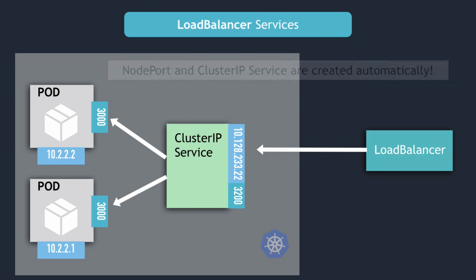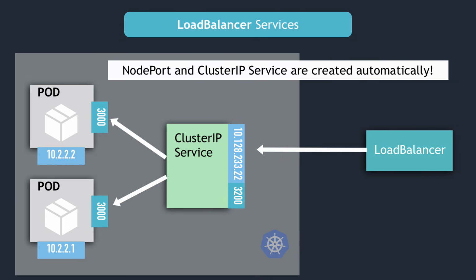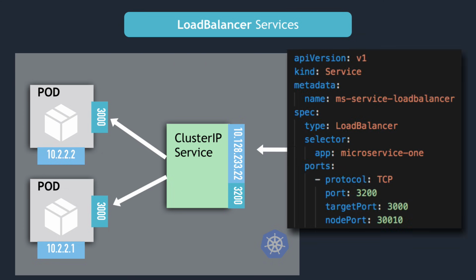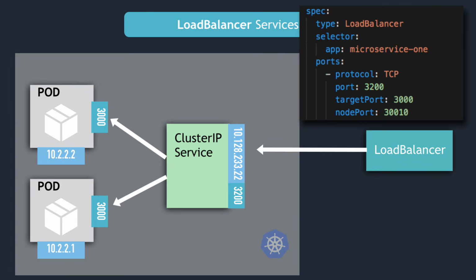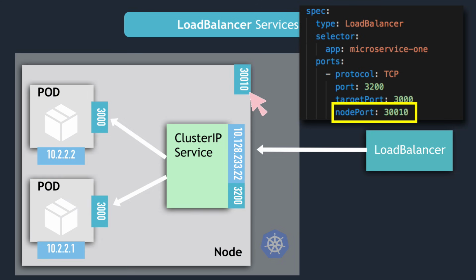So whenever we create a load balancer service, NodePort and ClusterIP services are created automatically by Kubernetes, to which the external load balancer of the cloud platform will route the traffic. And this is an example of how we define load balancer service configuration. So instead of NodePort type, we have a load balancer, and the same way we have the port of the service, which belongs to the ClusterIP, and we have the NodePort, which is the port that opens on the worker node, but it's not directly accessible externally, but only through the load balancer itself.